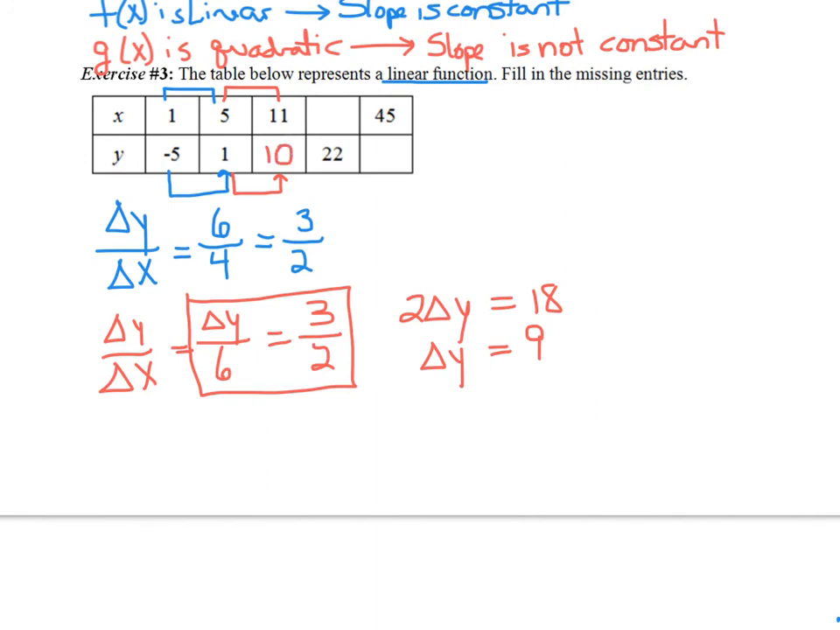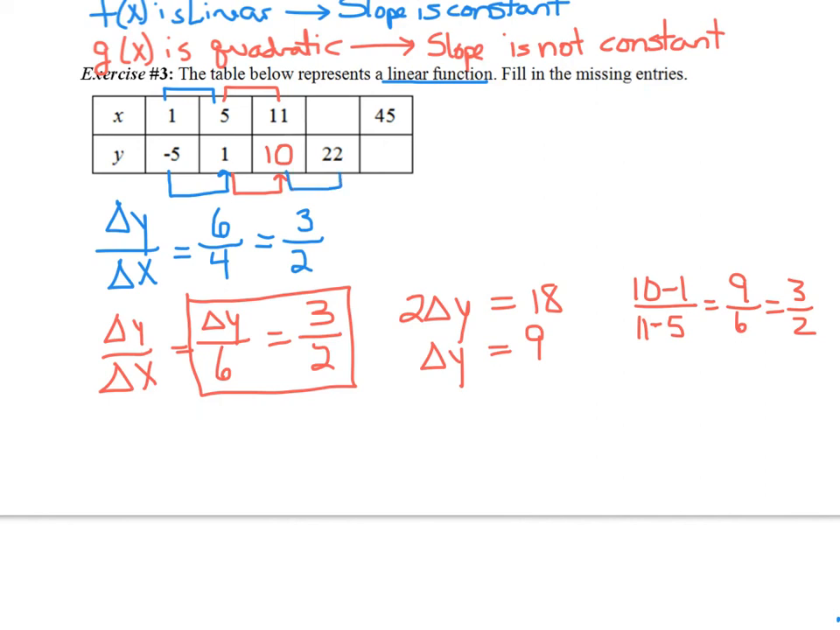Go back and do the calculation. So the change in y, 10 minus 1, the change in x, 11 minus 5, that gives us 9 over 6, which does reduce to 3 over 2. So I correctly calculated that the change in the y value had to be 9, so that told me that I had to add 9 to the 1 in my table. Let's go to the next pair.